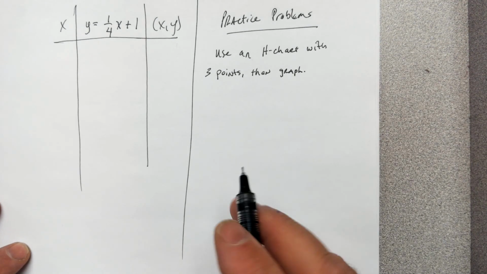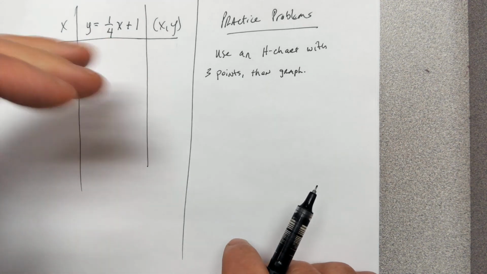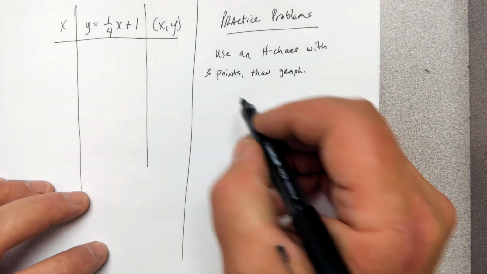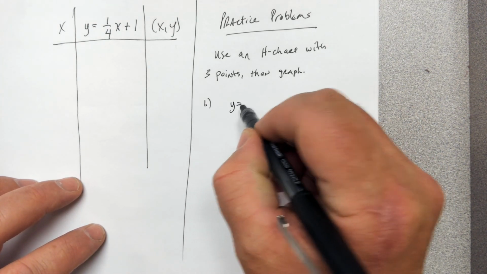Okay? On your quiz, that's what you're going to do. So you're going to make a chart like this. You're going to use 3 points. Okay? So here's the first one. First one, I'll make it already solved.